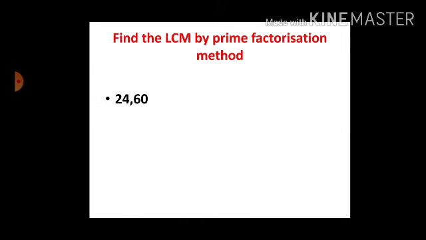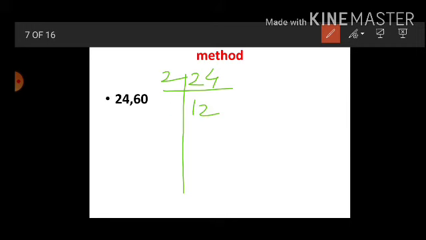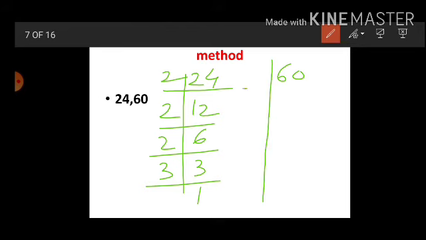Now next method, find the LCM by the prime factorization method. Prime factorization method means we divide only by prime numbers. So first we take out the prime factors of 24. First prime factor is 2. 2 ones are 2, 2 twos are 4, 2 sixes are 12, then 2 threes are 6, then 3 ones are 3. Now we take out the prime factors of 60.